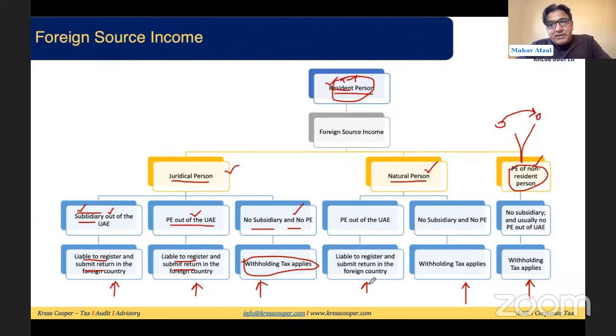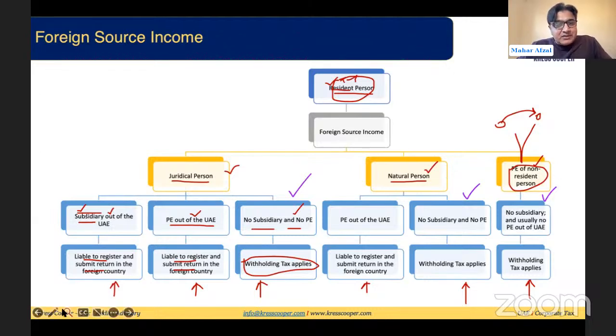So, based upon this slide, tax will be applicable here, in most of the cases, through withholding tax in the foreign source. This means this juridical person, natural person, or PE of the non-resident person is generating income out of the UAE without setting up any company there, without any connection with a company there, without any PE there, and their tax is being withheld out of the UAE. And in most of the cases, there will not be any related expenses as well.